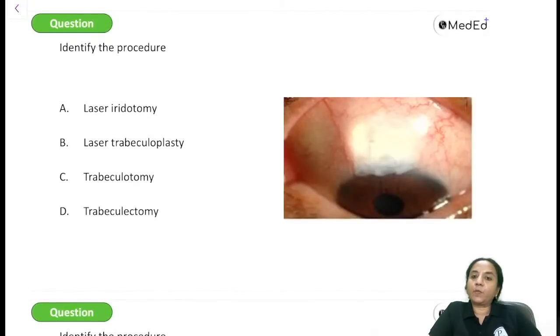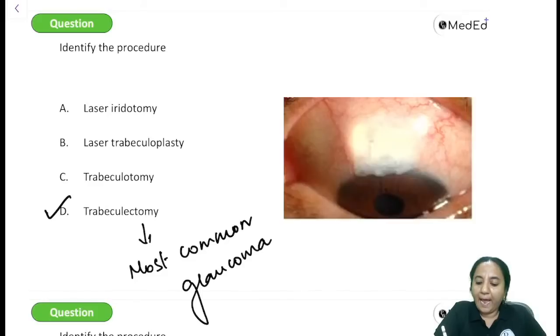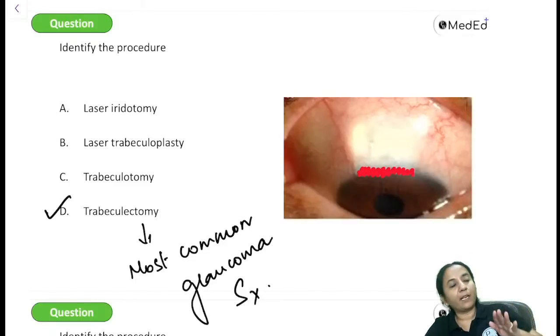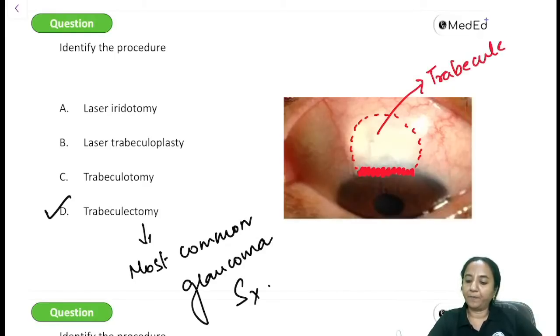Identify the procedure that has been done here. Now this probably you may not know, this is trabeculectomy. This is the most commonly done glaucoma surgery, and you know what trabeculectomy is? It means that a portion of the trabecular meshwork is excised. So here this part of the trabecular meshwork is excised. So the aqueous humor is directly flowing into the subconjunctival space. That's why the conjunctiva is ballooned like this. So this is called the trabeculectomy bleb.